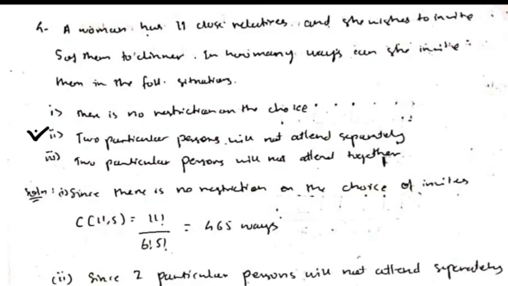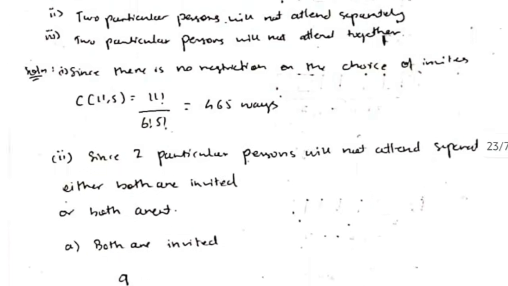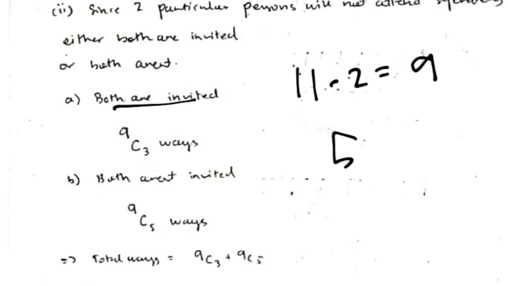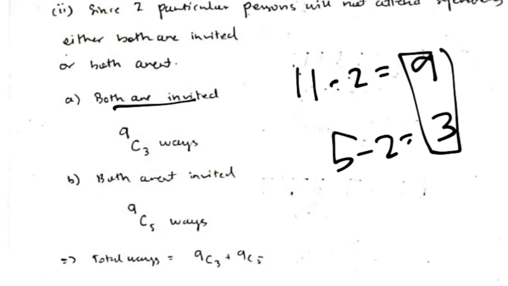In the next case we have been given that 2 particular persons will not attend separately. Either they will attend together or they will not attend. That's the second case. So in the second case, first suppose they both are invited. From 11, if 2 persons are invited, then the total number of persons remaining is 9, and you have to invite 5 for the dinner. 2 are already invited, so 3 remain to be chosen, so the number of ways is 9C3.